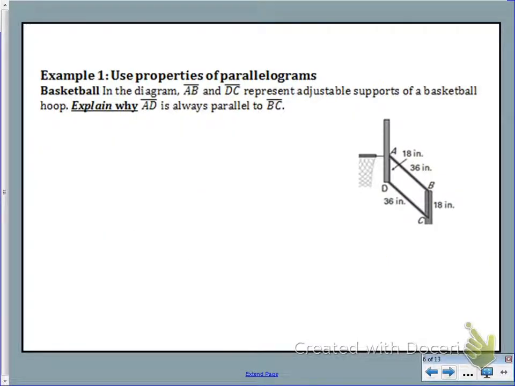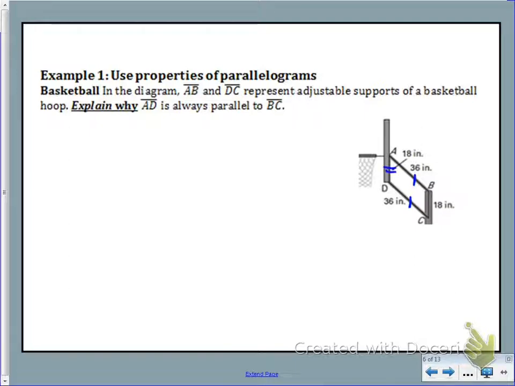Let's take a look at an example. Example 1 says to use the properties of parallelograms. This is a basketball hoop, and in the diagram we're told that AB and DC represent an adjustable support of a basketball hoop. Explain why AD is always parallel to BC. Well, if we look at this, what we know is that the length of AB is congruent to DC. Our goal is to show that those are also always going to be parallel, no matter how this is adjusted.